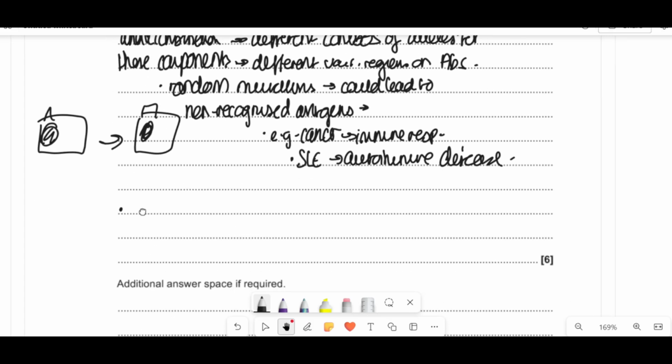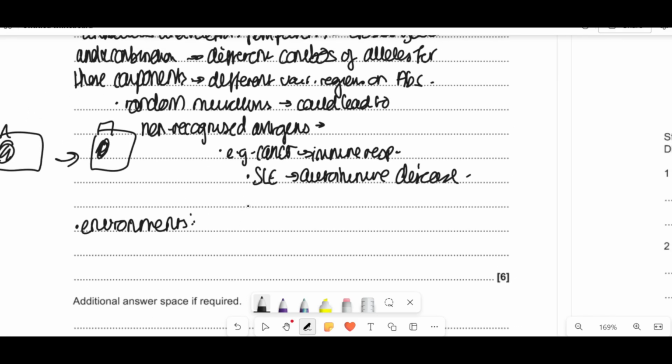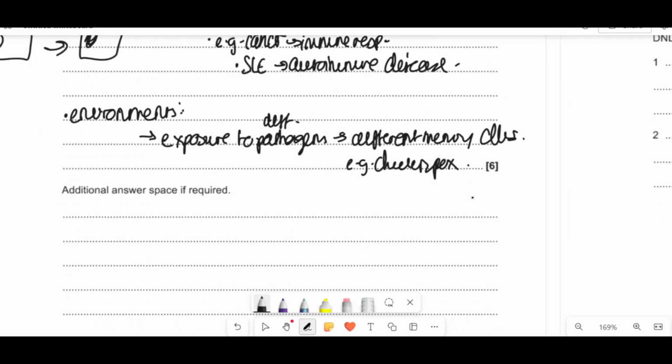Now the environmental bit. Again, we're looking at how the environment shapes your specific immune response, your T and B cells. Well, first of all, you get illnesses, don't you? So you get exposure to different pathogens. You'll have different memory cells, won't you? For example, those that have been exposed to chickenpox will have memory cells to chickenpox, whereas those that haven't will not. So they will get it again, whereas a lot will be immune.